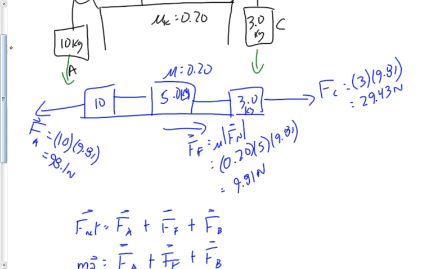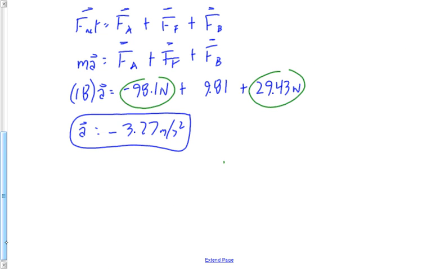Significant figures. How many digits should we have for significant figures here? 2, right? Go back to your original data. This is 2 digits. This is 2 digits. This is 2. They're all 2 digits, right? My least precise piece of data is 2 digits. Final answer shouldn't be 3.27. It should be negative 3.3 meters per second squared.